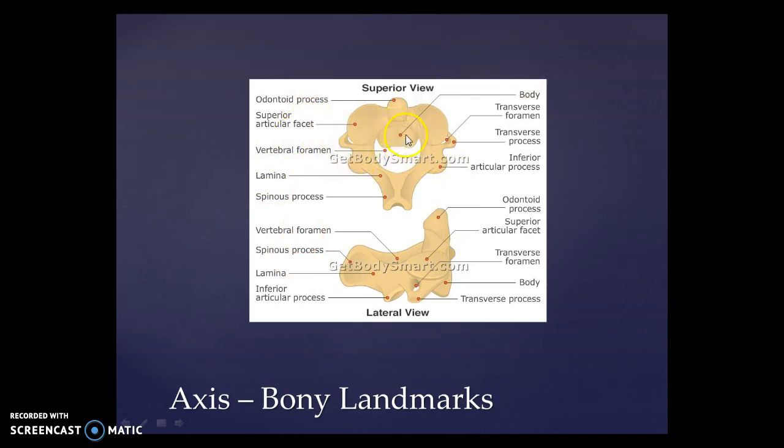So here is the body of the vertebra, your lamina. You still have your transverse foramen for your vertebral artery. This is a lateral view, and you'll see the odontoid here, your articular facet, your spinous process, and your transverse processes.